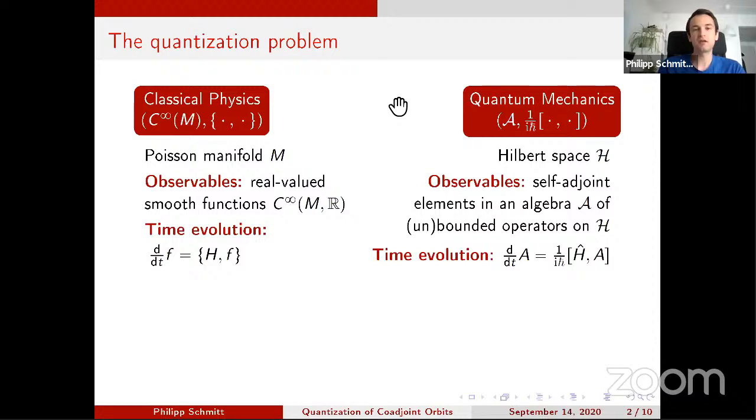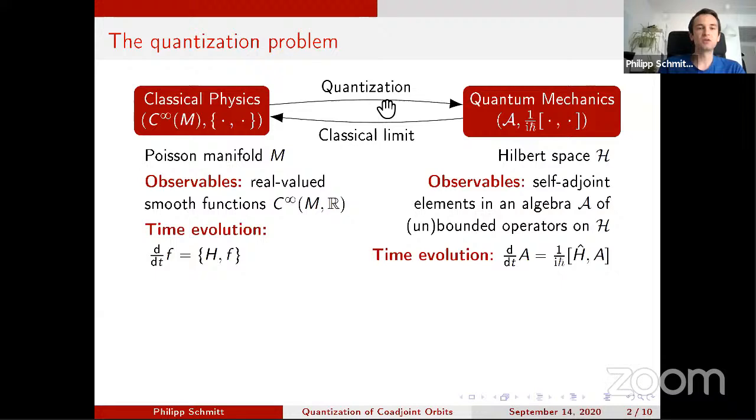And you all know that classical physics is a very good approximation on macroscopic scales, so in everyday life. So if you let h bar, this parameter which describes how quantum our system is, become small, then we would like to recover classical physics. On the other hand, the quantization problem is essentially the problem of associating to a classical system some quantum system in such a way that we essentially recover the classical system again when we let h bar tend to zero.